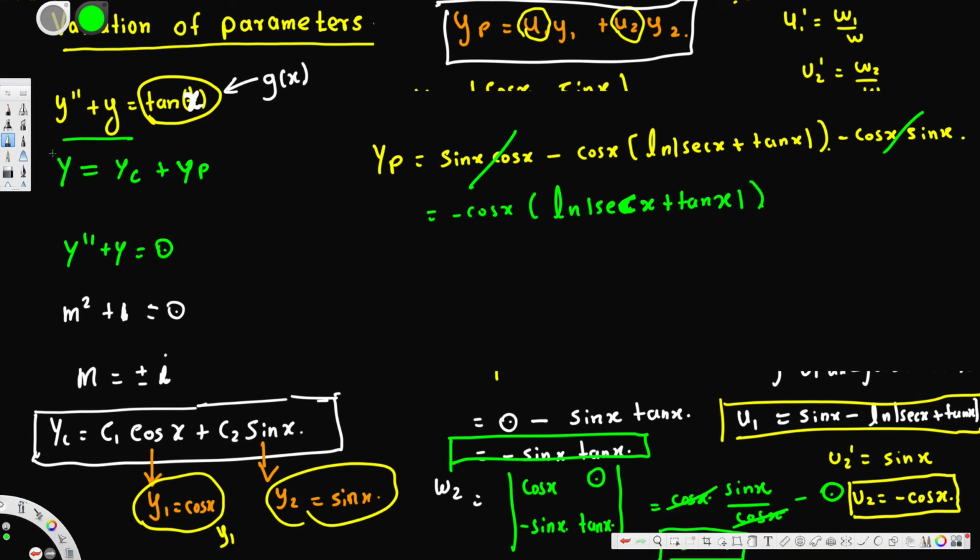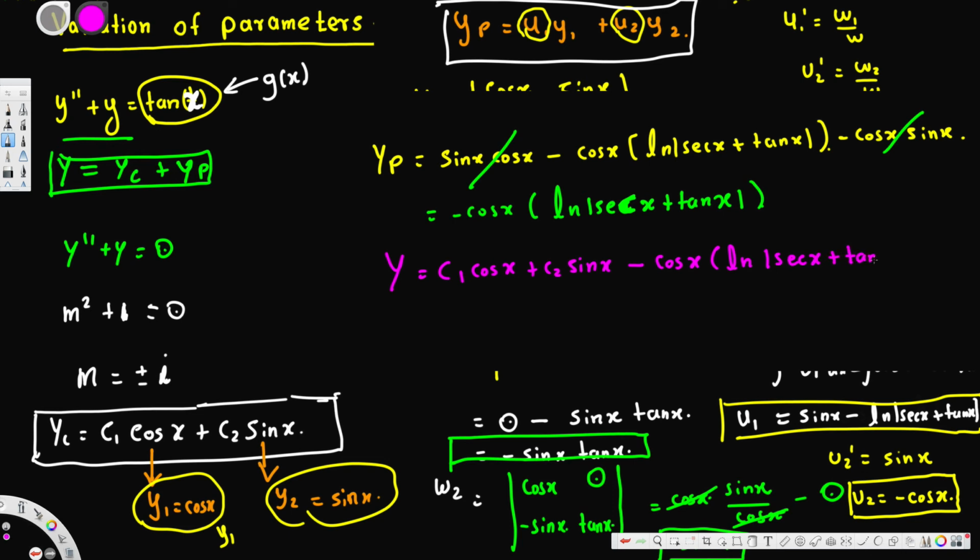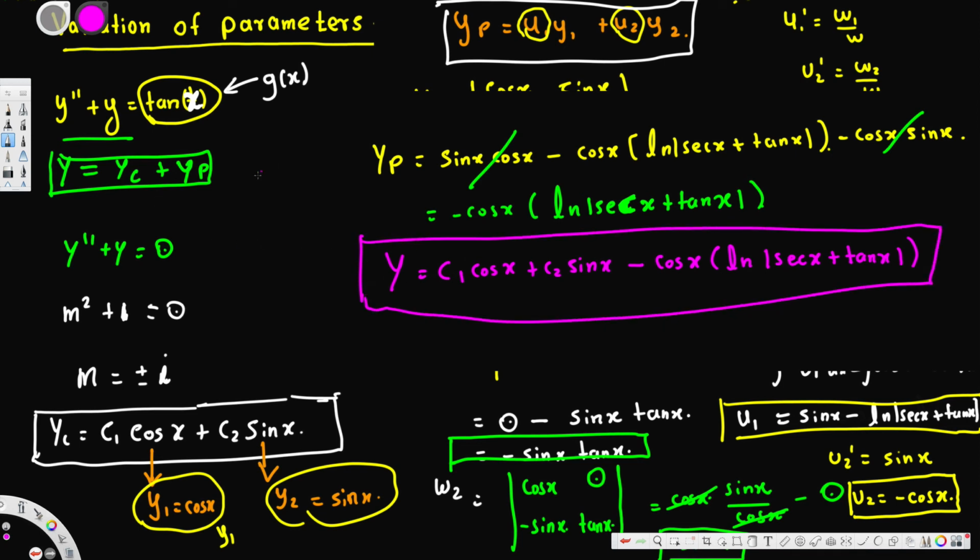Now the next thing is we have to add this with the complementary solution, yc plus yp. The complementary solution is already here, so we can write our general solution for this differential equation. That's going to be y is equal to c1 cos x plus c2 sin x minus cos x ln of sec x plus tan x. That's it. This is our general solution for this second order non-homogeneous differential equation.